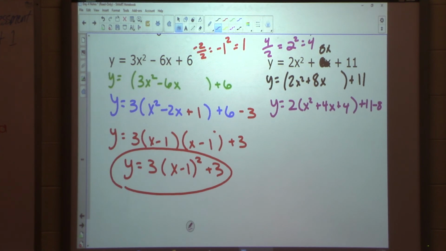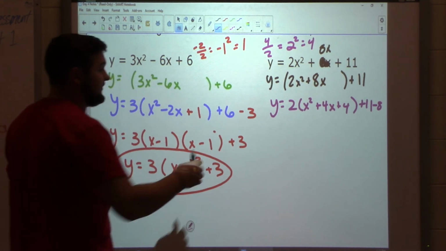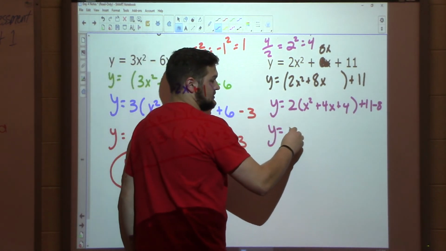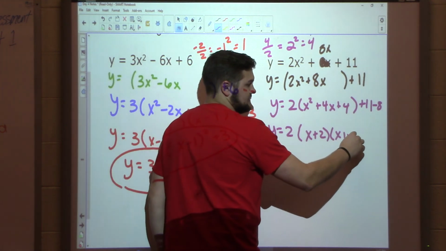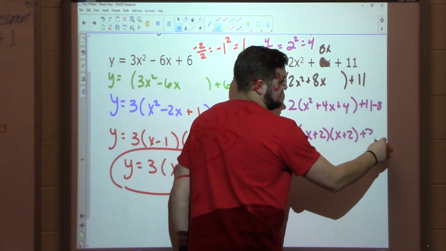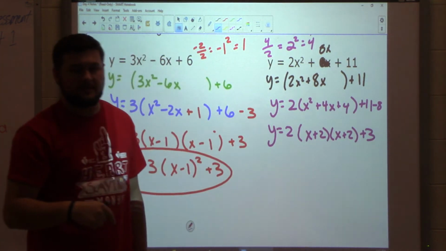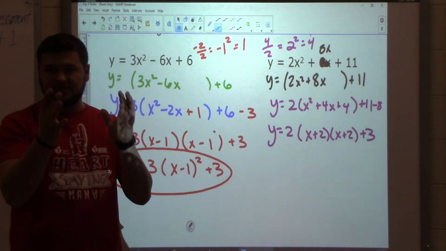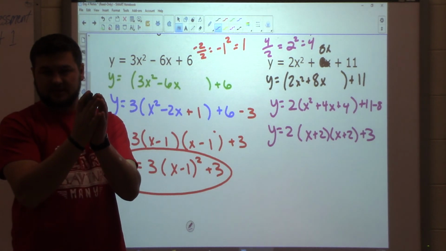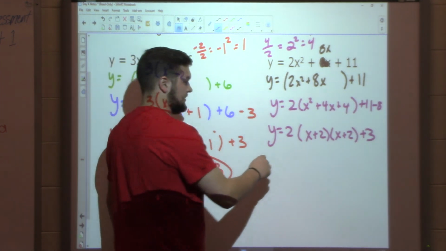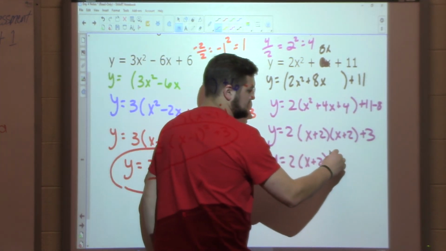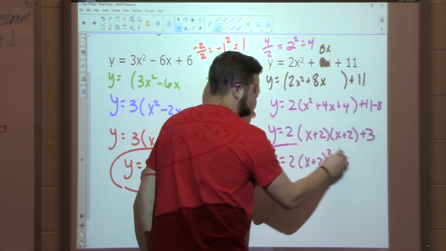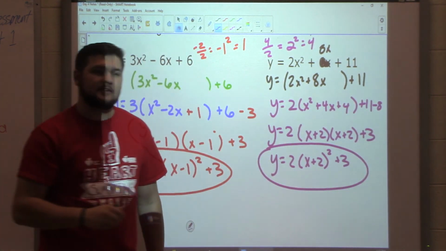Okay? Do we have any questions on that step? Okay, then we're going to factor. Y equals 2 times x plus 2 times x plus 2, plus 3. 11 minus 8 is 3. Last step, change x plus 2 times x plus 2 to x plus 2 squared. So y equals 2 times x plus 2 squared plus 3. That's my final answer.